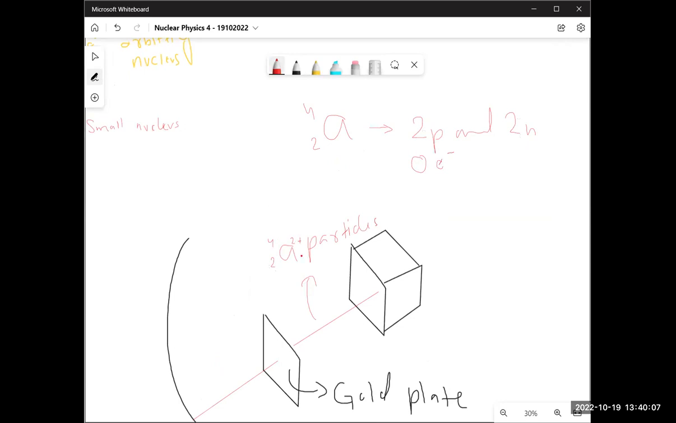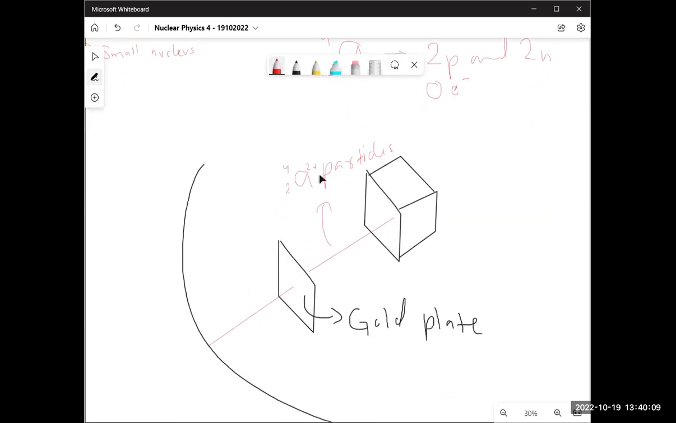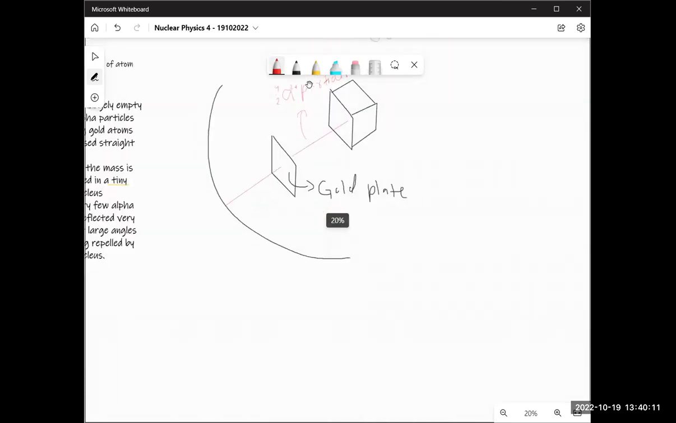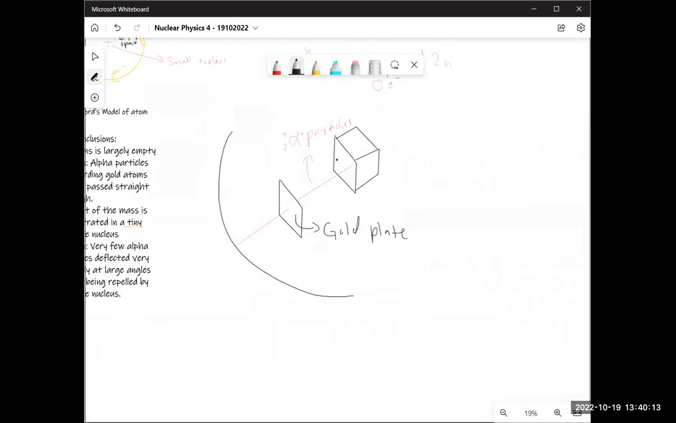There's also a detector around it. Yeah, this is the screen. That's less important. What is more important is that the charge of an alpha particle is 2+. Is that clear? How much is it? +2. Now you have the screen right here.